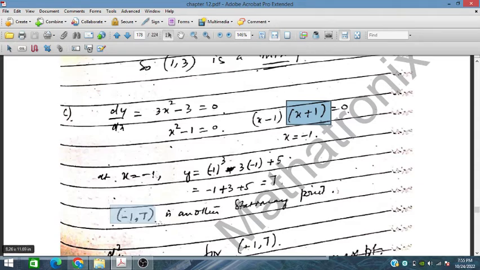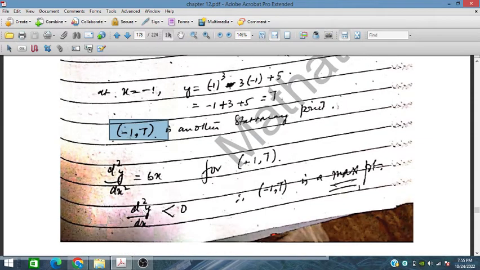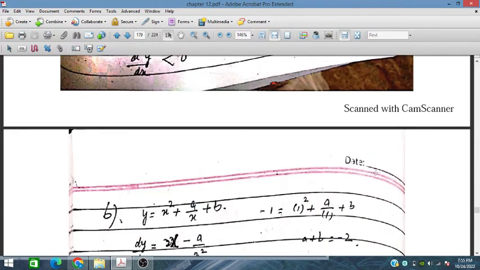So this is another stationary point, (minus 1, 7). By placing minus 1 here, the second derivative becomes negative. This is negative, which means the slope was rising and then falling down, so this is a maximum point. So at (minus 1, 7), this curve gives a maximum point. This was the required value.